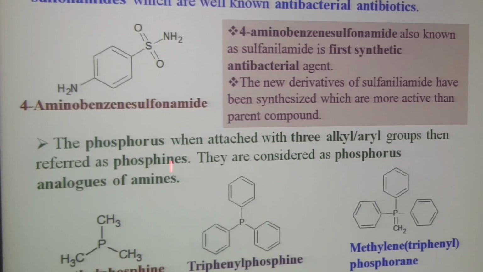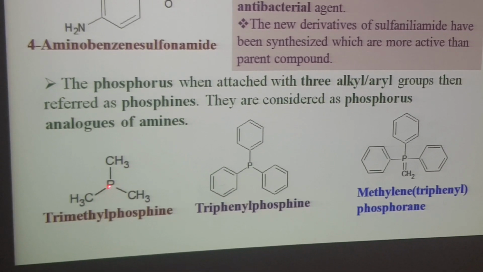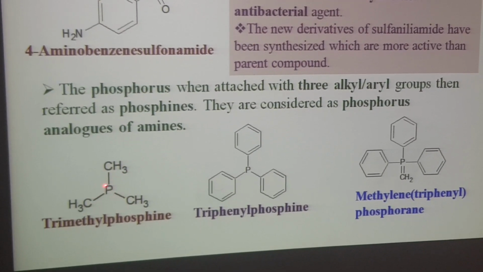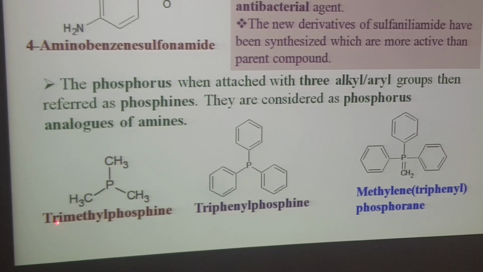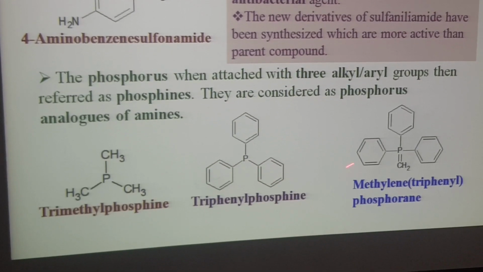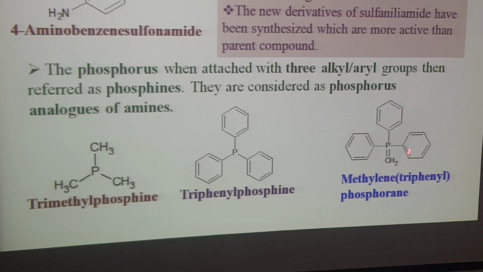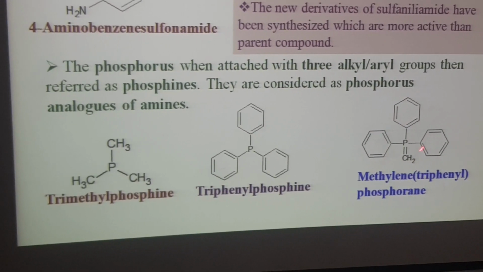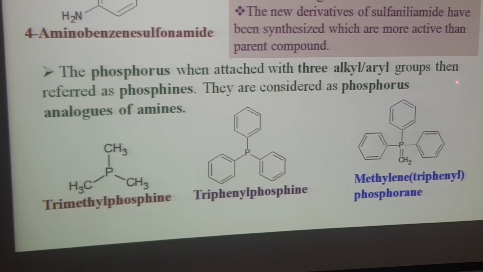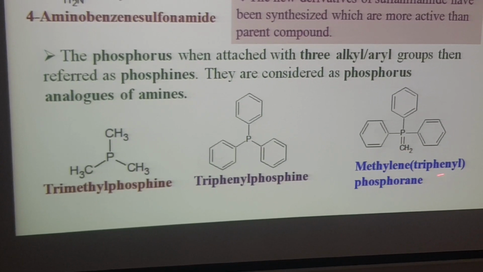Phosphorus containing compounds are known as derivatives or analogs of amines, because if nitrogen is present here, then it is trimethyl amine. When we name these compounds, we call them phosphines. Here we have 3 methyl groups, trimethyl phosphine. Here we have 3 phenyl, triphenyl phosphine. So this is the Wittig reagent, which is used for the preparation of alkenes. If this compound, known as Wittig reagent, reacts with carbonyl compounds, aldehydes and ketones, then we can prepare alkenes regiospecifically. The name of this molecule is methylene triphenyl phosphorane.